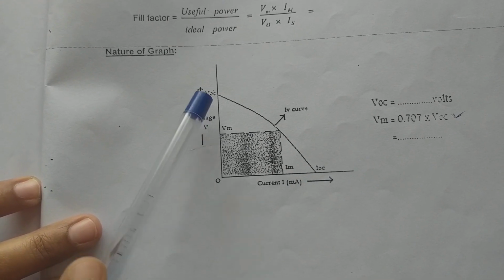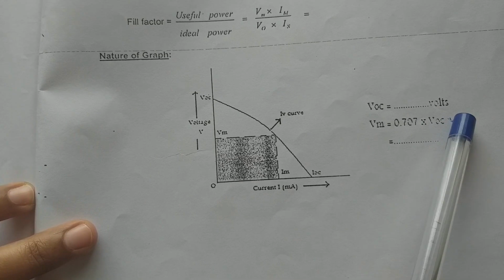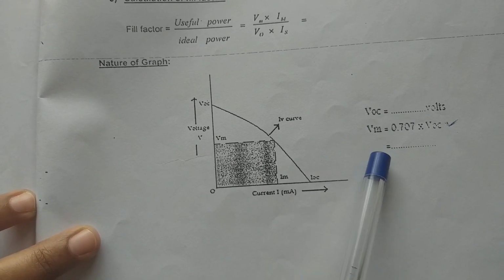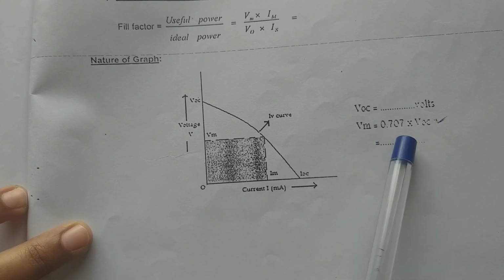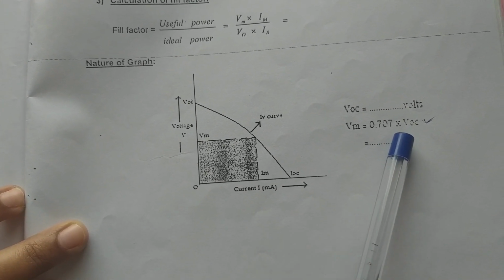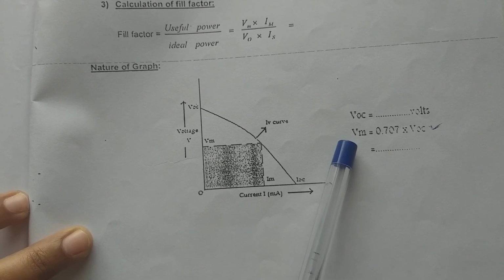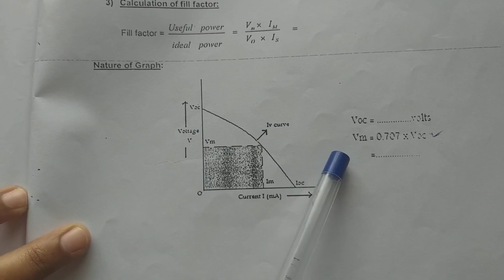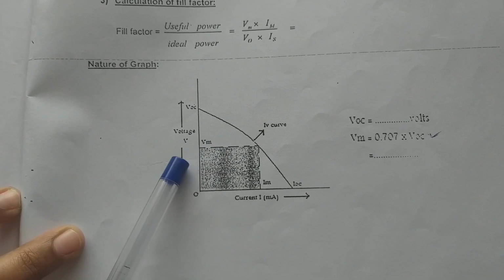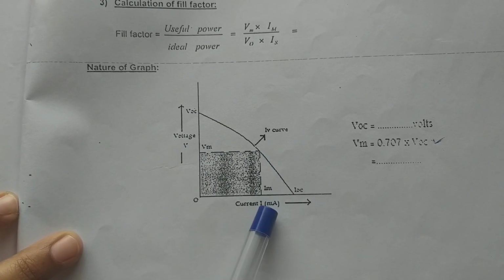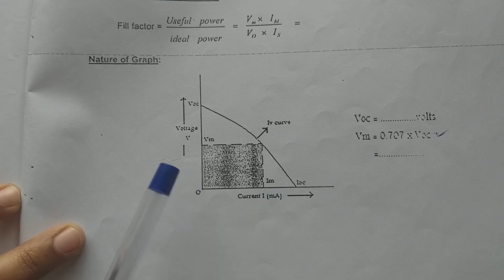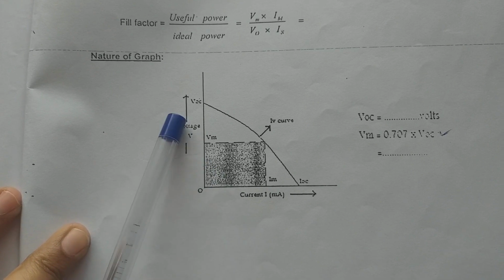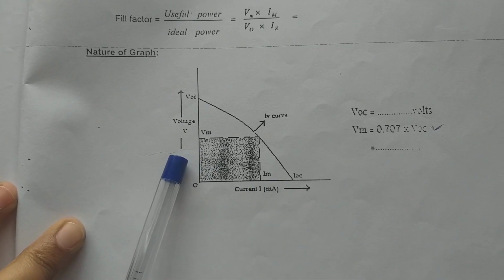Next, note down the V0 value in volts. From this, calculate the value of Vm, that is Vm is equal to 0.707 into V0. From this, note down the value of Vm, and from the graph calculate the corresponding Im value. From the graph we obtain the values of V0, I0 as well as Vm and Im.